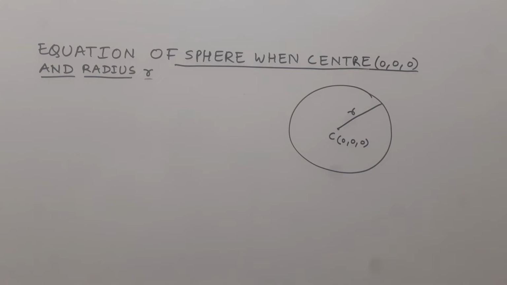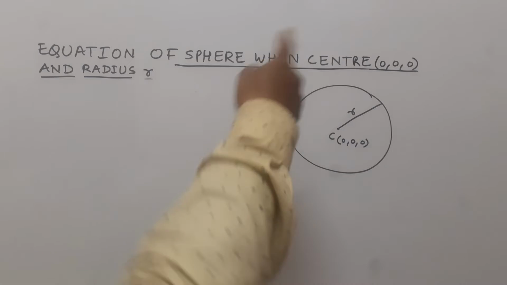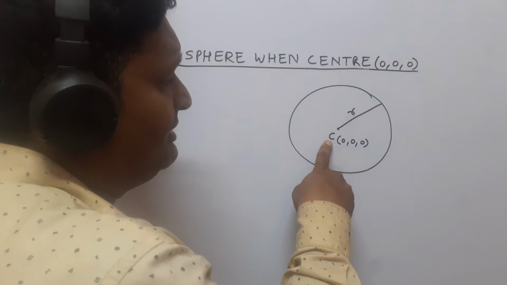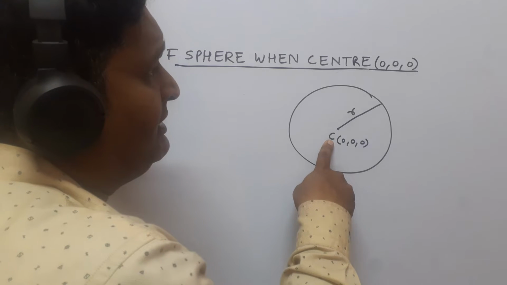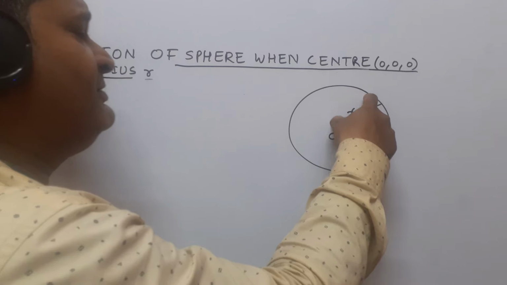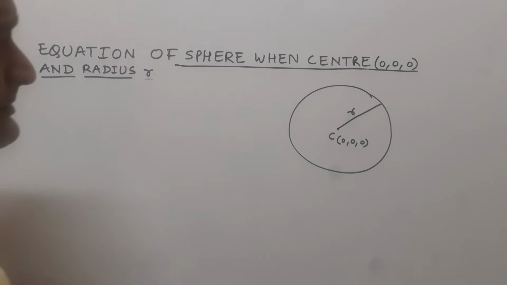We suppose that this is the sphere and C is the center of this sphere, and the center of the sphere is given by 0, 0, 0, and the radius of this sphere is given by small r.